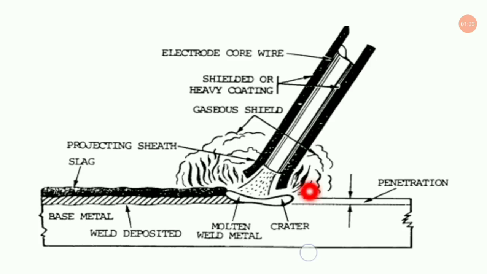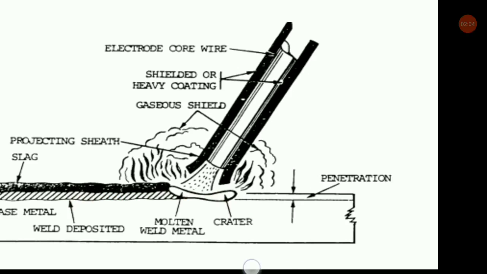so here you will find the crater, that is, the molten metal produced over here due to the intense heating of the spark generation between the electrode and the workpiece. Now here you will find the slag formation just above the surface of the weld, and after the welding is performed, the slag is removed. And one more thing, this is the penetration depth. This is the molten weld metal, this is the weld deposited, and this whole thing is the base metal.